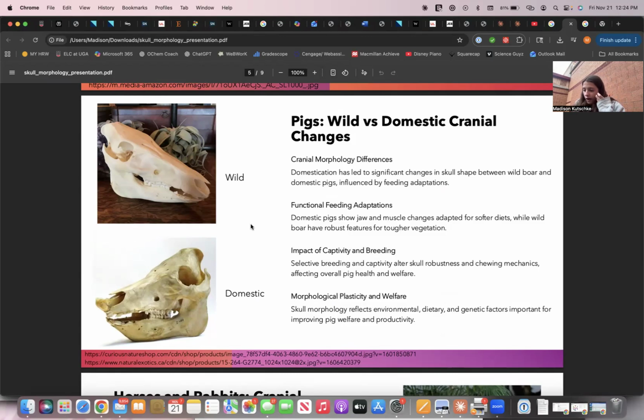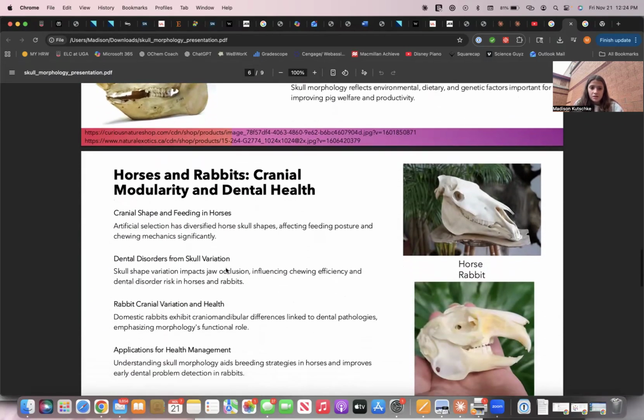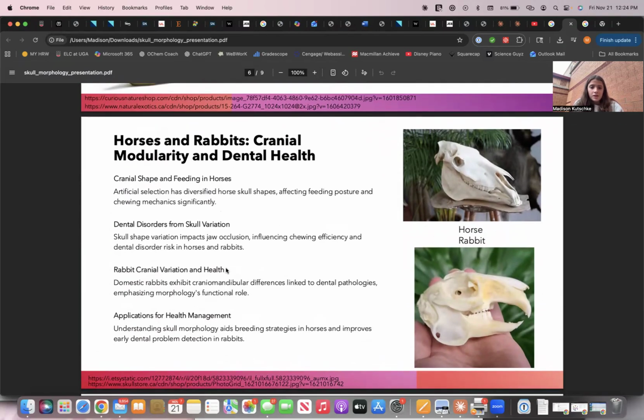Okay. So domestication reduced the need for these strong jaws that the wild boars have, which has led to the muscle architecture change in the cranial shape. Yes, so the functional demands shape morphology. Okay. So then we also have had some research done in our horses and rabbits.